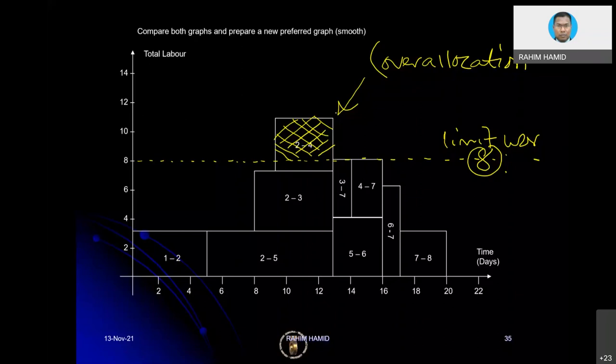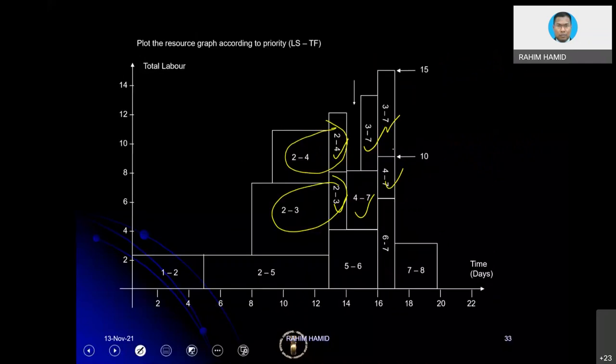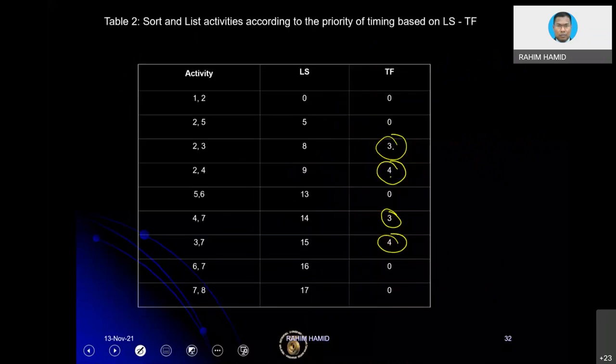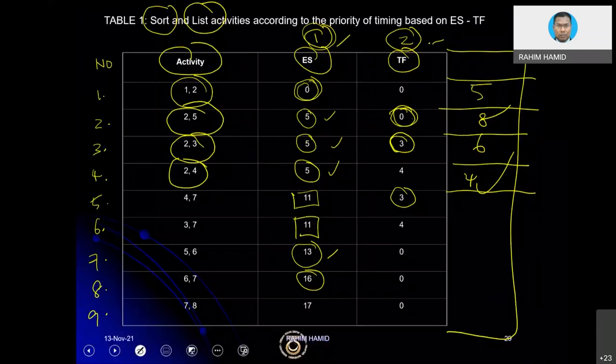Let's take a look at activity 2-4 in terms of the total float. Activity 2-4 total float is basically 4. Activity 2-4 total float is 4. Okay, now let's take a look at 9. Let's start 9. Okay, let me see. Take a look at early start. Where is it? The early start. 2-4 early start is 5. So it looks like activity 2-4.